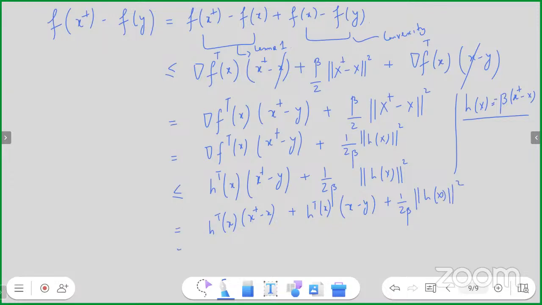Now the first term is nothing but minus 1 by beta mod h of x, plus this is as it is, plus 1 by 2 beta h of x. You add this and you get your result. All right, so we got to the lemma.